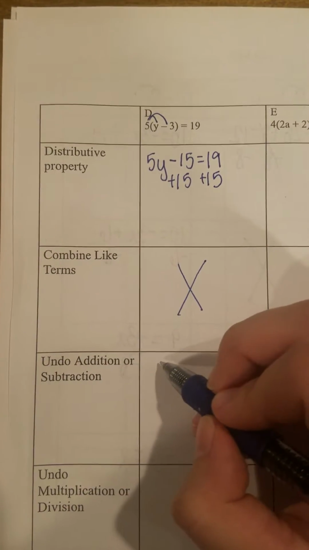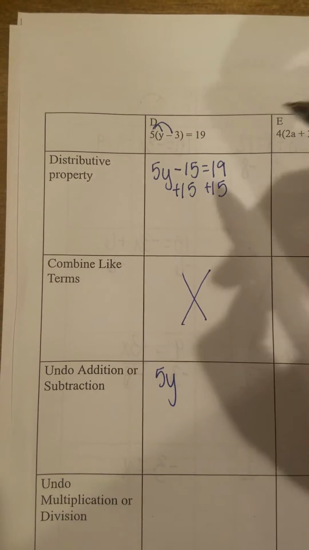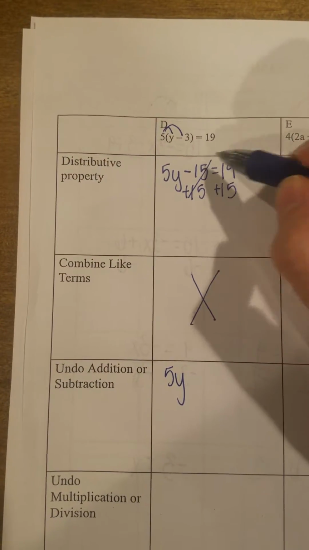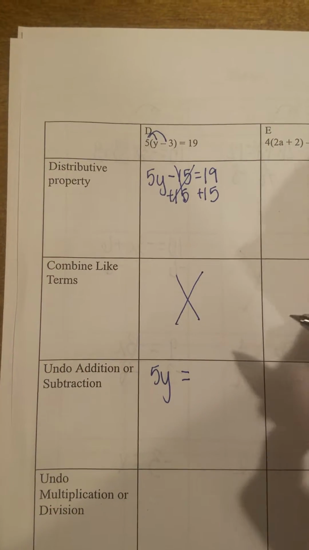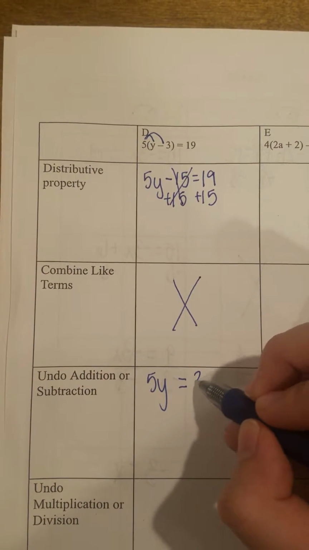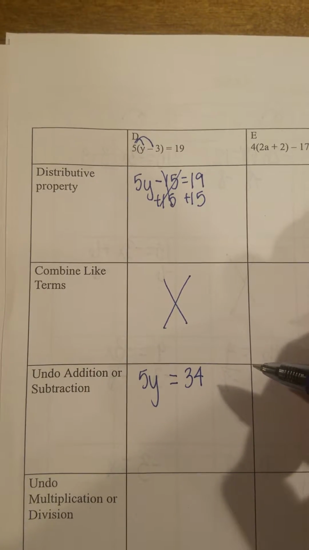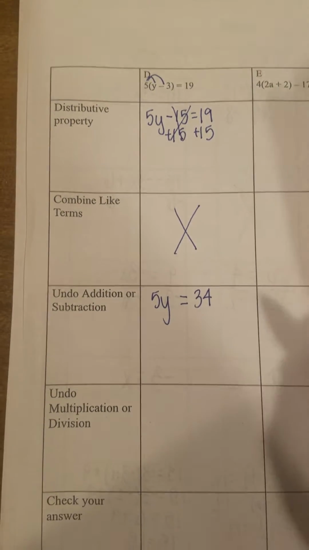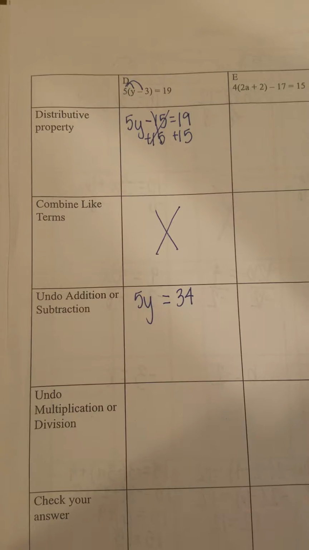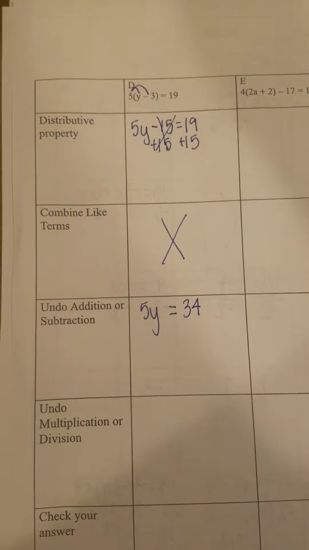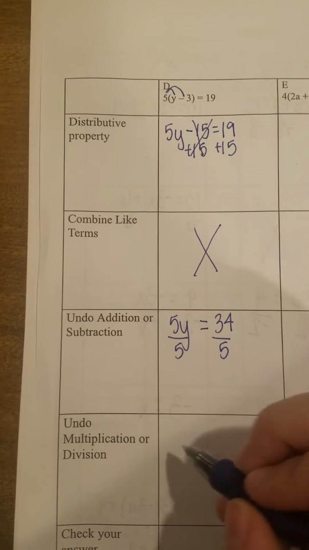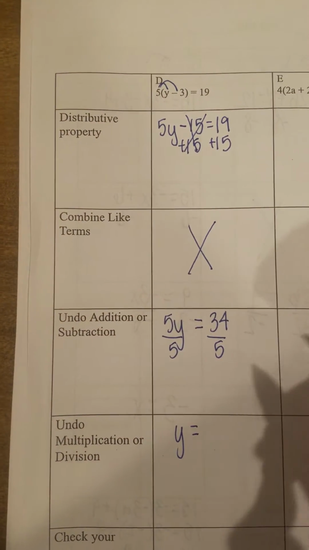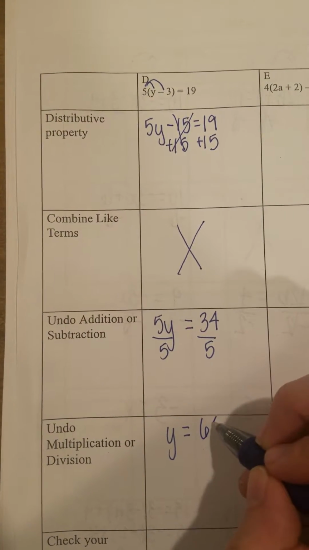We bring down our 5y. Our negative 15 and our positive 15 cancel. And on the right side, we have 19 plus 15 gives us 34. Our next box says to undo multiplication or division. So since I'm doing 5 times y, I'm going to divide by 5 on both sides. So that I get y equals 6 4/5.